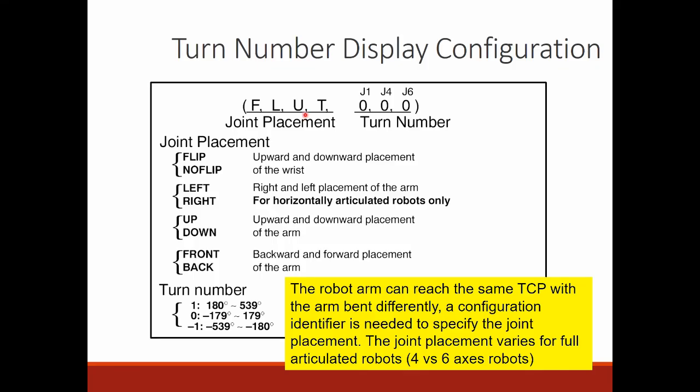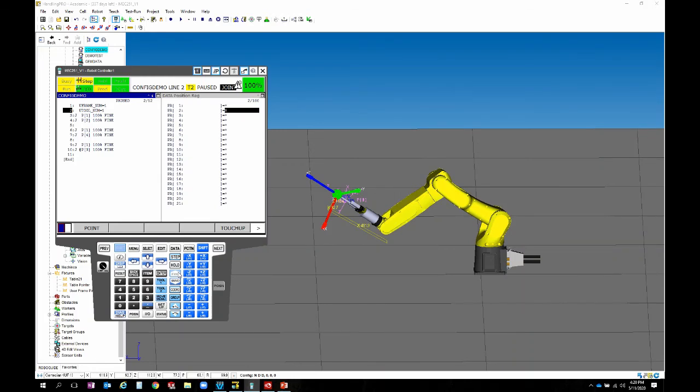So let's talk about the configuration for a robot in reaching a point that's identified in its positional detail. Up here we've got an alphabetic identifier that's identifying different components of that robot as well as its turn number. To illustrate the different robot configurations, I'm going to run through a quick RoboGuide simulation illustrating the three different types: the flip versus non-flip, up versus down, and front and back. So first we're going to look at the non-flip and flip.